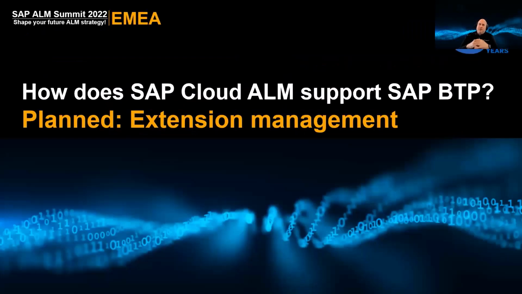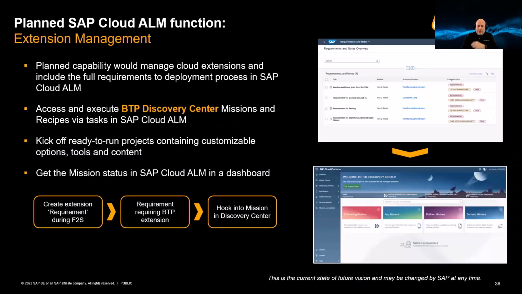And again, I've also been told that I can speak about this planned application for managing extensions. So how this would work is that we would have a full requirements to deploy process for extensions and link this into the BTP Discovery Center mission. So Discovery Center gives you all the information on how to implement these services from BTP. And this would tie that together so you wouldn't have to go outside of the tool to look at the Discovery Center. It'd be brought in. The task for setting up the service would be coming in from the Discovery Center, becoming tasks in the task list. And again, this would integrate everything very carefully and in an organized way for requirements to deploy.